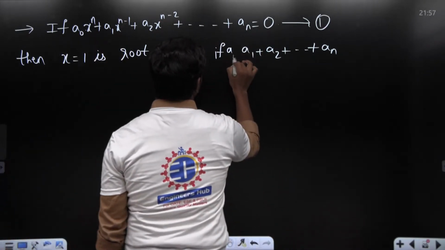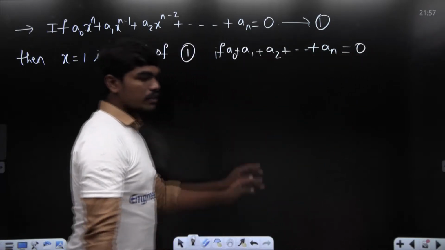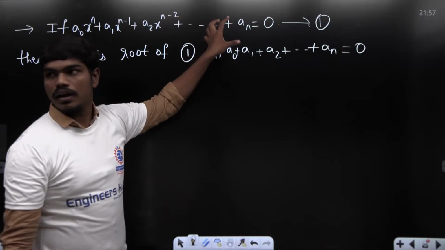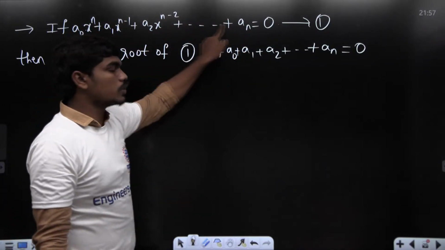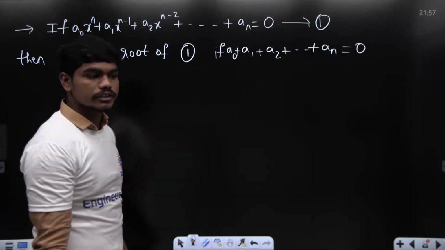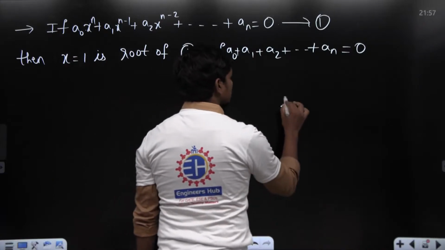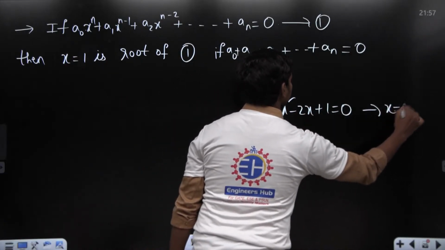If the sum of the coefficients of a polynomial function is 0, that is, a naught plus a1 plus a2 and so on up to an is equal to 0, then definitely 1 will be one root of that equation. For example, you can check x square minus 2x plus 1 is equal to 0. You know, definitely x is equal to 1 is a solution of this.